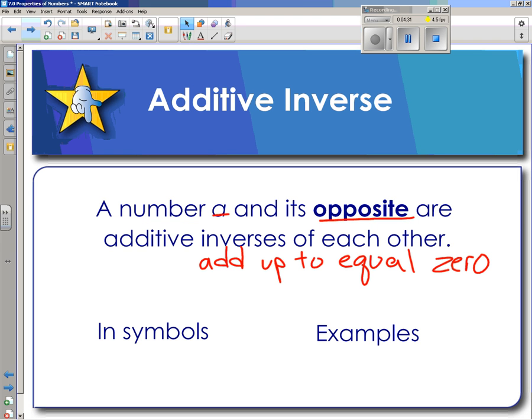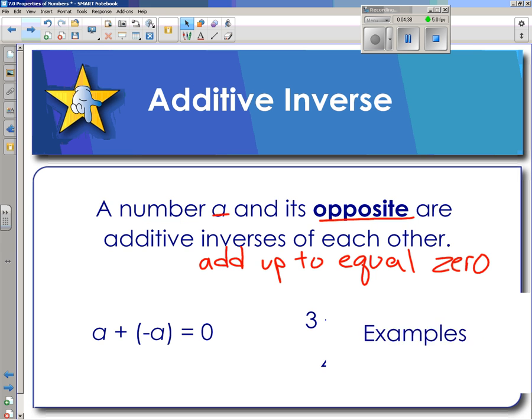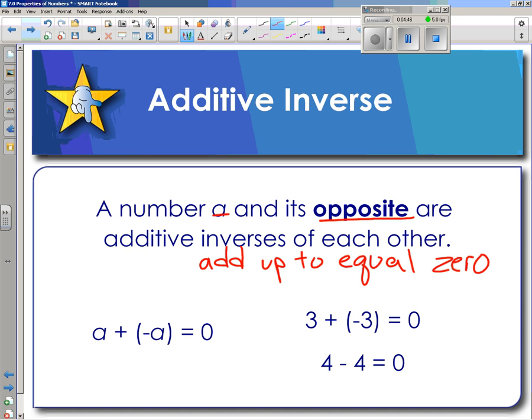Okay? In symbols, we simply have A plus negative A equals 0. An example of that with numbers, 3 plus negative 3 is 0. They cancel each other out. In class, we talked about the soldiers, the evil soldiers, and the good soldiers. So if I have 3 good soldiers and I have 3 evil soldiers, neither side's going to win the war because they're both going to get canceled out. Okay? All right, moving on.